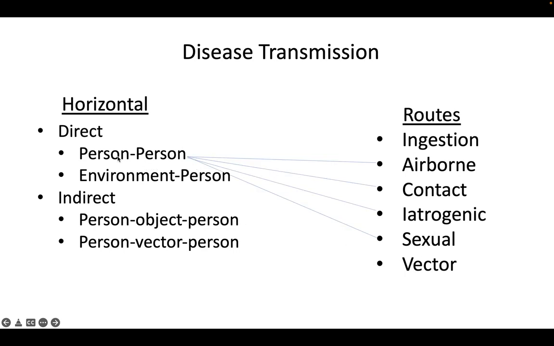Just some things that can be person to person are from a sneeze, or from hand to mouth, or from someone in the hospital, or from an STD. Ingesting something is environment to person. Person, object, person, like sneezing on an object or touching an object, or someone in the hospital room before you if they didn't clean the bed very well. And vector to person is kind of self-explanatory.